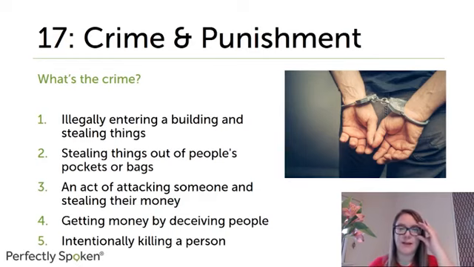Number 1, illegally entering a building and stealing things. Number 2, stealing things out of people's pockets or bags. 3, an act of attacking someone and stealing their money. 4, getting money by deceiving people. And 5, intentionally killing a person. So pause the slide and see if you can tell me what crimes are being described here.